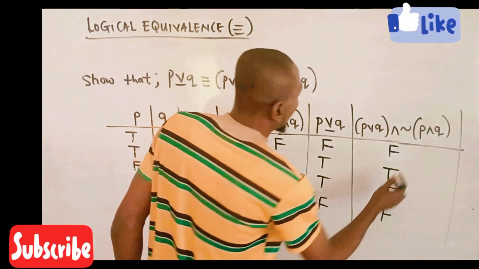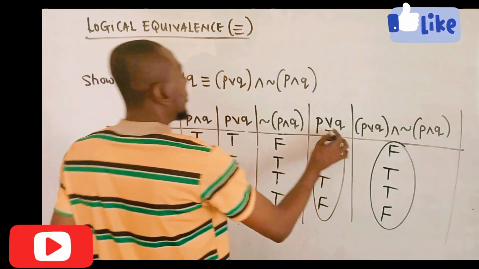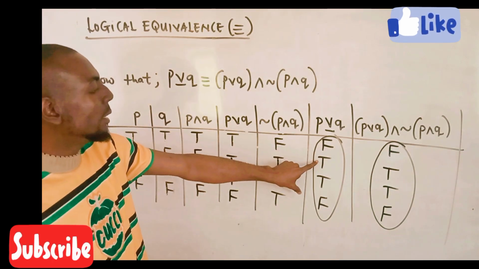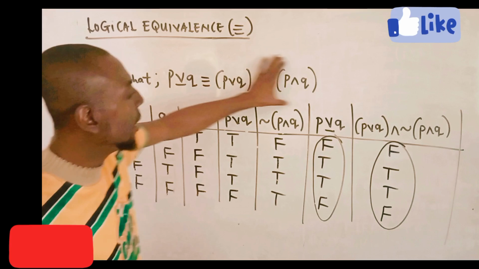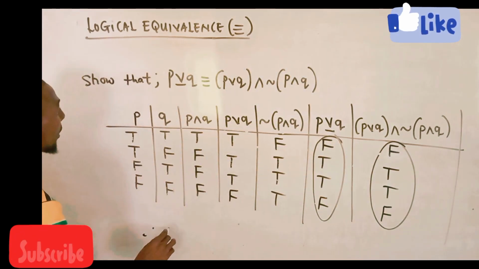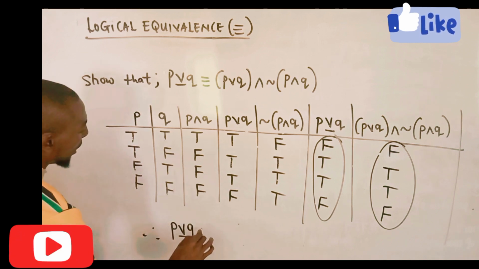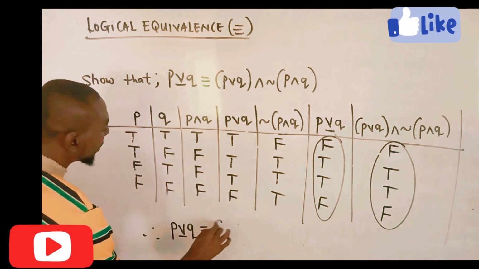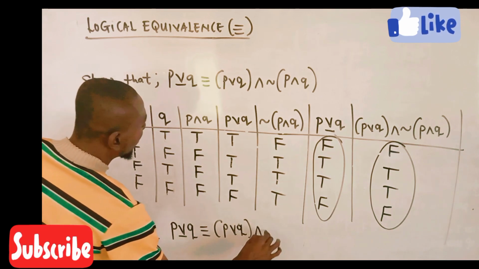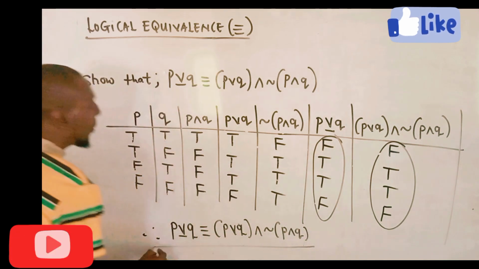Okay, so we can see we have this one and this one, the last two columns. This one here produces FTTF, and this one here also produces FTTF. Therefore, it is true that P exclusive disjunction Q is logically equivalent to P or Q and negation of P and Q. We have our answer.